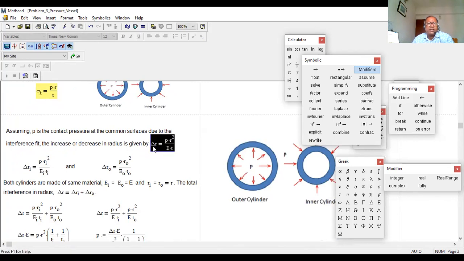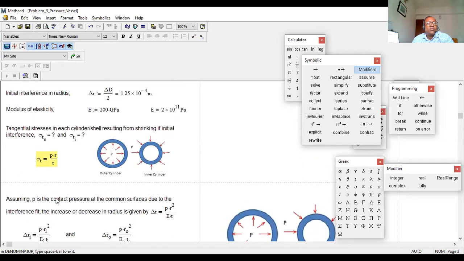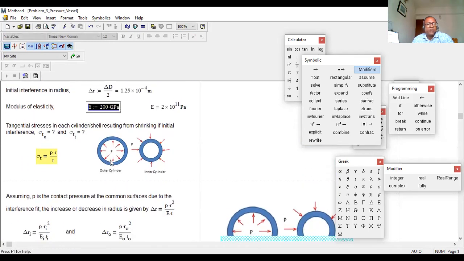Interference in radius, delta R equals P R squared by E T. So you put subscripts, this is for the inner cylinder and this is for the outer cylinder. If you add these two, that will be the total interference. Delta R equals delta R_i plus delta R_o. So you put it right over here, okay? And this E value, E_i and E_o, has to be the same. Say both are made of the same material and the value of E is already given.